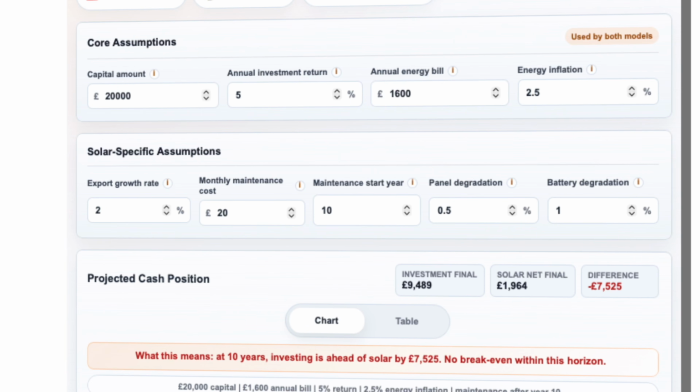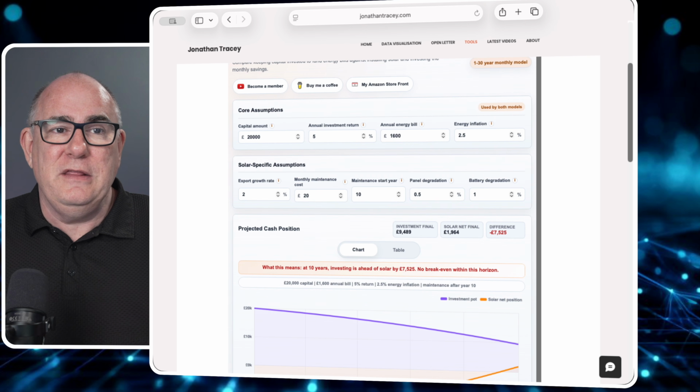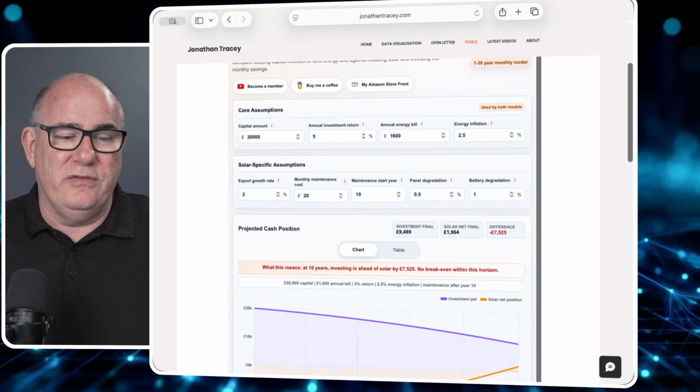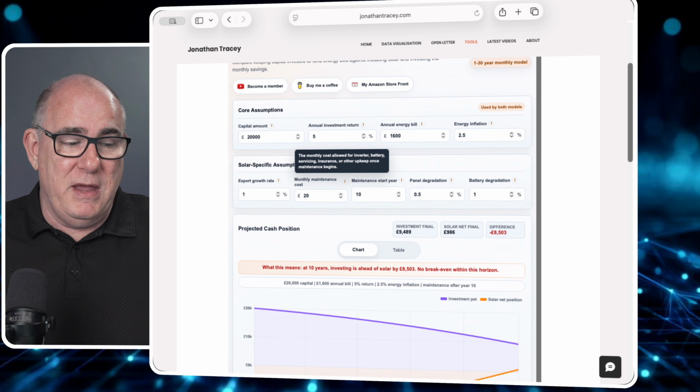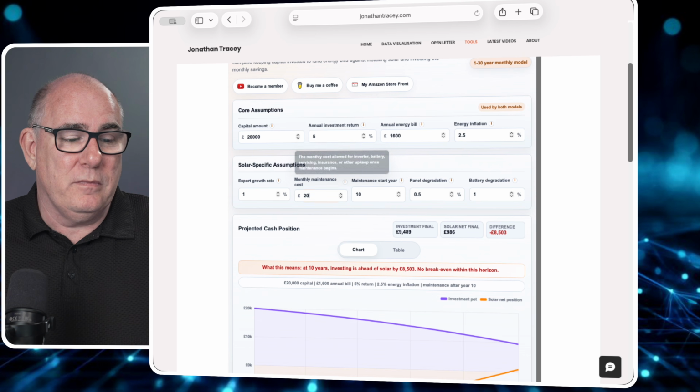So as you can see here, we've got our export growth rate. Now, because of the way we've set this up, we're going to consume some of our energy to save us buying it, but we're also going to export some energy during the summer because we want to offset our winter energy bills. But traditionally, the export rate doesn't really grow in line with the rate of inflation. So we're saying here, our rate of inflation is at 2.5%. Maybe our export growth rate is only going to be at 1%. So it's not going to track with the rate of inflation.